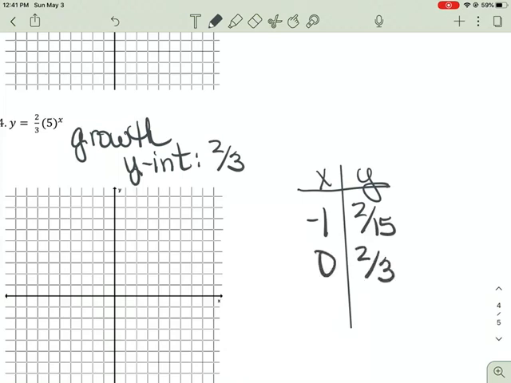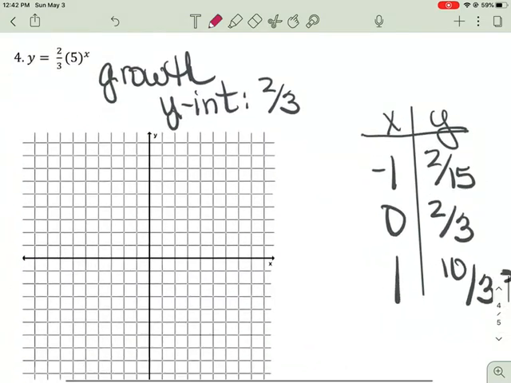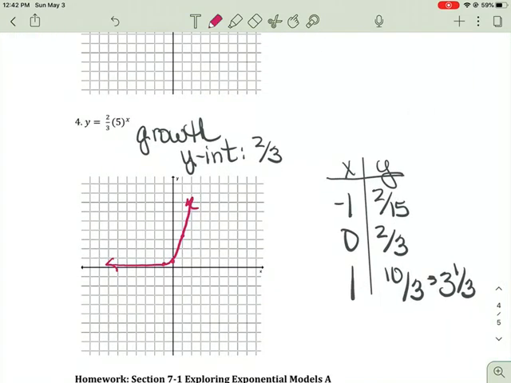If I put 0 in, we're going to get 2/3. If we put in 1, 5 to the first is 5, and then 5 times 2/3 is 10/3. So that's 3 1/3. So that's what I'm going to graph. Now 2/15 is really small, so I'm just going to put it pretty close to the x-axis. 2/3 and 3 1/3. So there we are. Ride the x-axis and then go up.